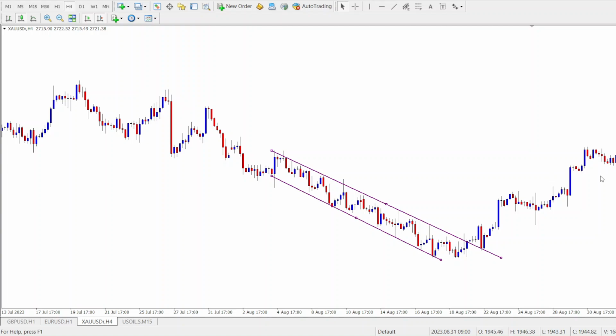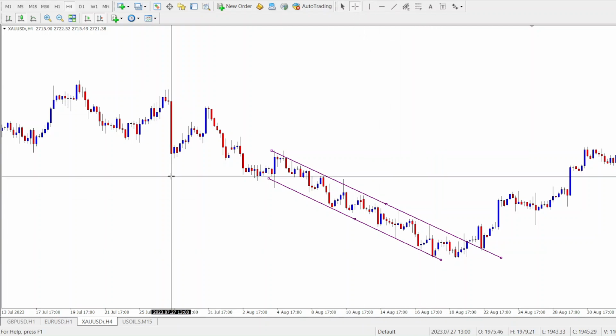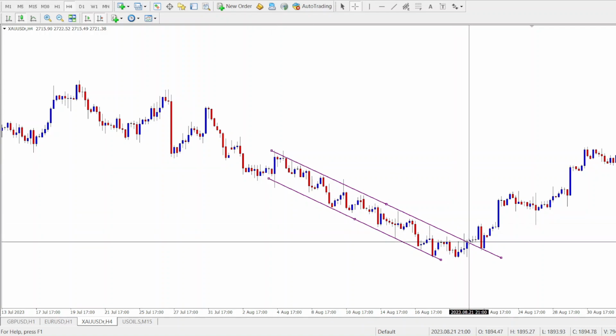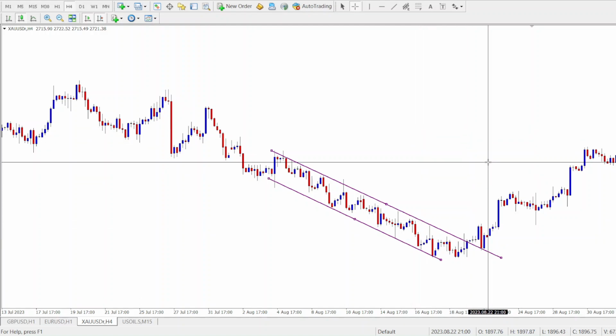Now, the more times the price touches a trend line, for example, here, multiple touches without breaking it, the stronger the trend line is considered. As you can see here, these trend lines were quite strong. We have this channel last all the way from here to here for more than 2 weeks, if I'm not mistaken. You can see from the 4th to the 21st.